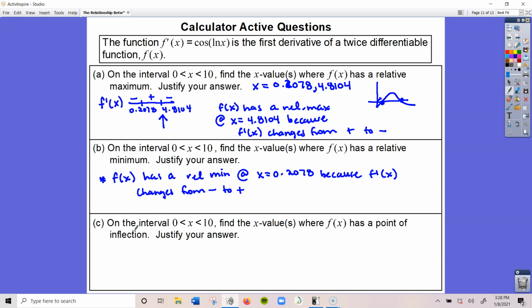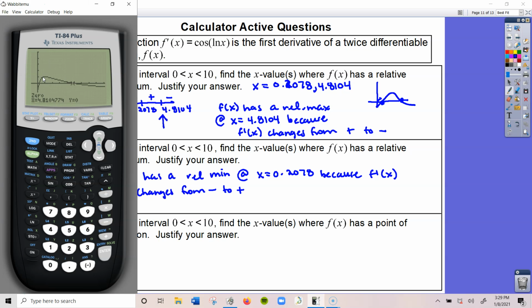Last question for this calculator part. On the interval from 0 to 10, find the x values where f of x has a point of inflection. Now, remember the relationship between the second derivative to the first derivative is the same as the first derivative to the function. So we have a point of inflection when the first derivative has some kind of extrema. So we're going to look here on the graph and we notice that we have a maximum. Now we need to figure out what that maximum is, but luckily for us, there is an option for that in the second calc menu.